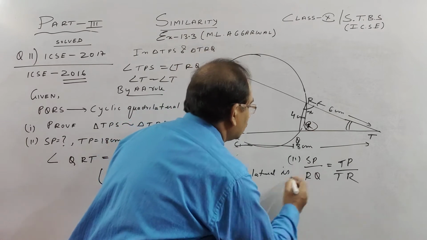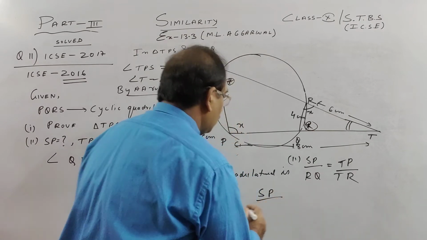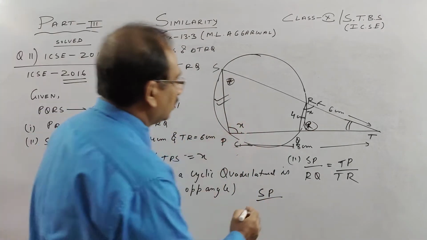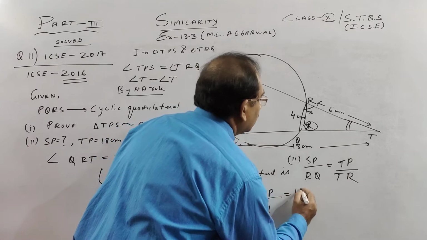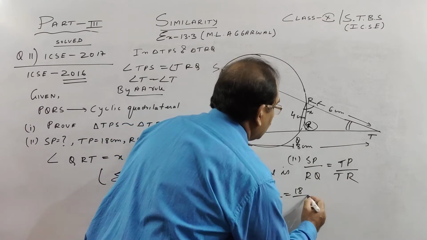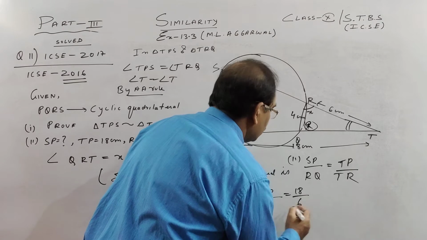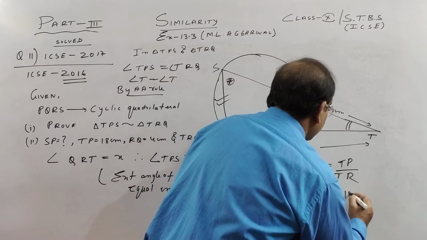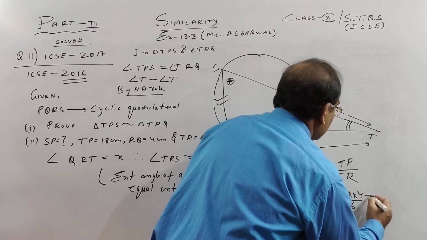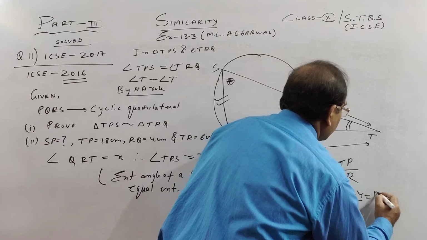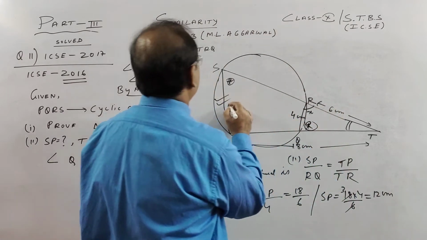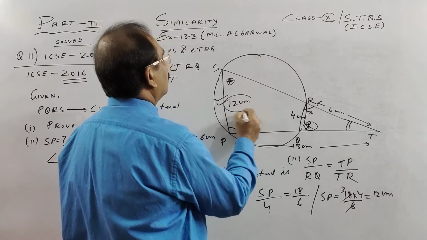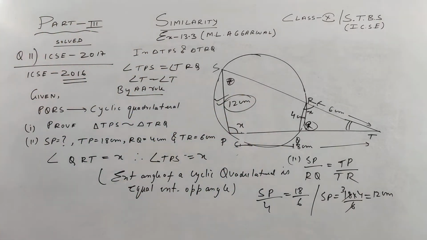So let us substitute, children. SP, we have to get RQ. If you see, RQ is 4, TP is 18 and TR is 6. So if you see, SP is 18 into 4 by 6. So we get 3 is 12 centimeter. So this side is 12 centimeter. Okay. So this is how we get.